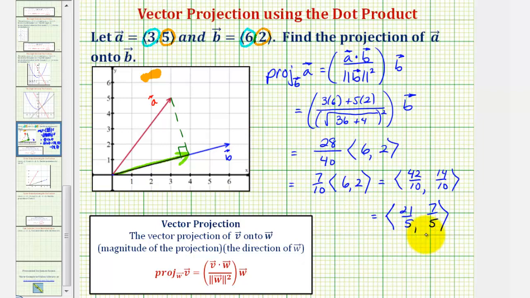Notice if we called this projection vector W sub 1, and we called this vector here vector W sub 2, notice that vector W sub 1, our projection of A onto B, plus vector W sub 2 would equal vector A. But again, for this question, we were asked to find the projection of vector A onto vector B, which is this vector here.